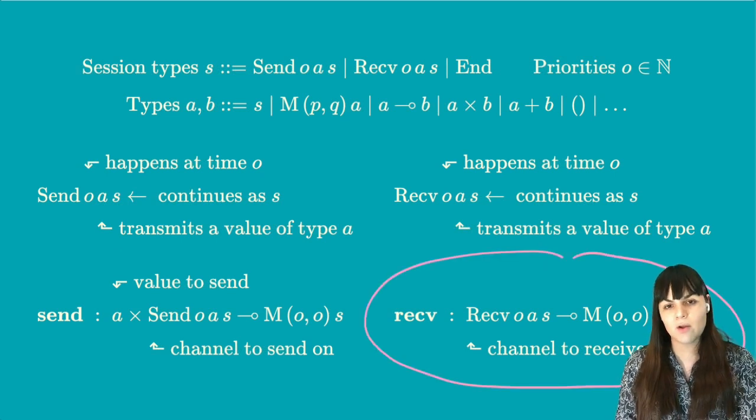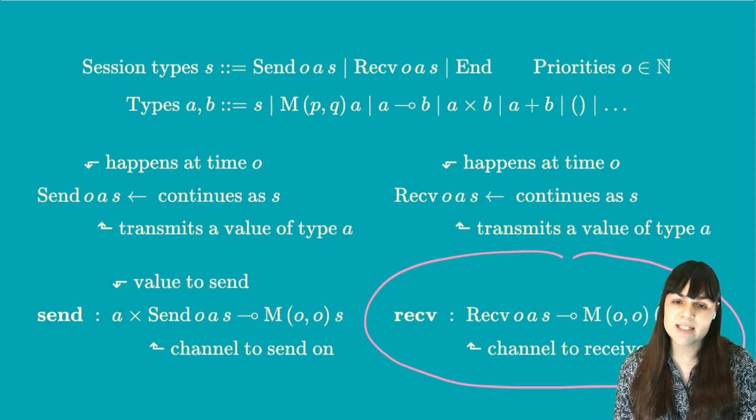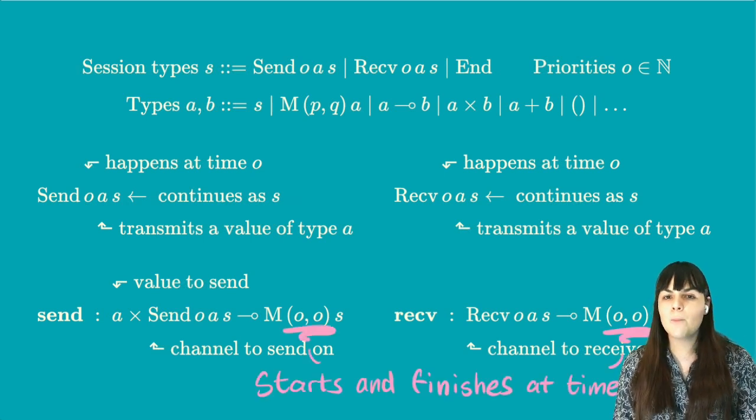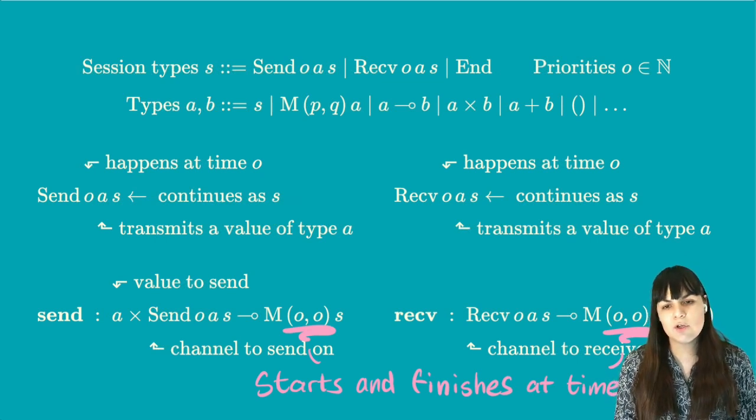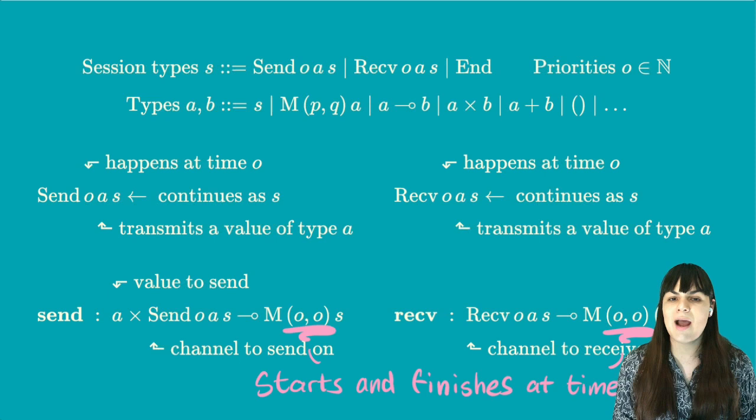The receive function takes a channel over which an A can be received and returns a pair: the value that it received, and again, the channel for the remainder of the session. Now, both the send and the receive are actions in the communication monad, which you can see from this M in the type. But more importantly, both are tagged with the priority O that we take from the channel type of their argument, the session type of their argument. And they return an action which starts and ends at time O. So both of these are actions in the communication monad, which say, I happen at exactly O.